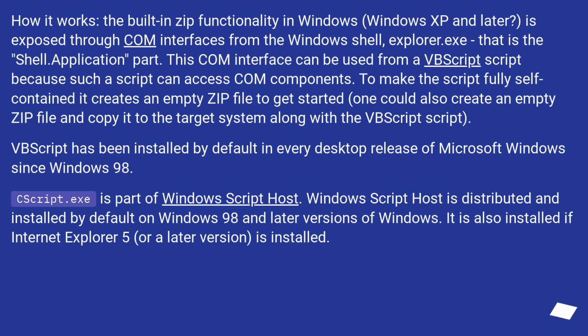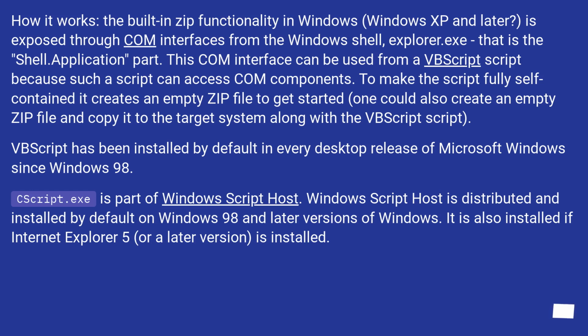How it works: the built-in zip functionality in Windows, Windows XP and later, is exposed through COM interfaces from the Windows shell, Explorer.exe, that is the Shell.Application part. This COM interface can be used from a script because such a script can access COM components. To make the script fully self-contained, it creates an empty zip file to get started. One could also create an empty zip file and copy it to the target system along with the script.